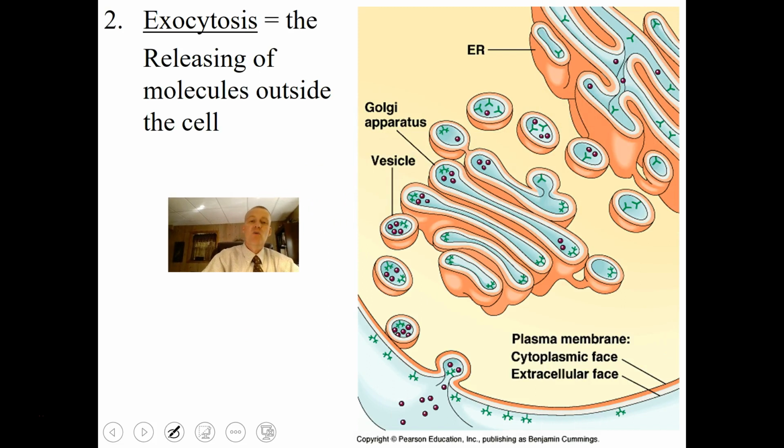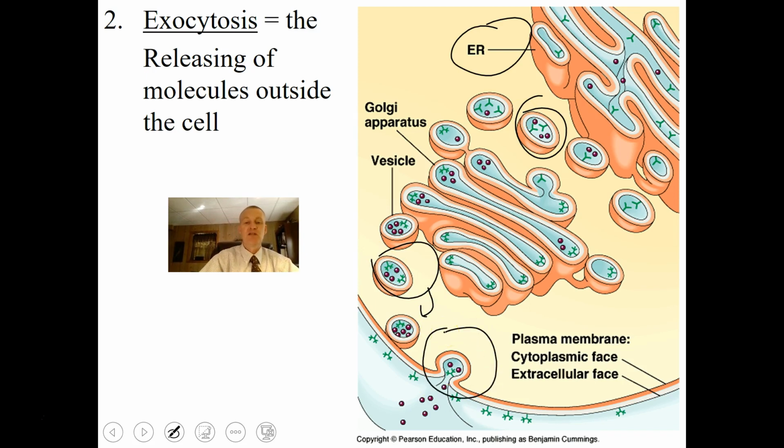A way that we get rid of materials is exocytosis. So if the endoplasmic reticulum makes something, it sends it to the Golgi apparatus, and then the Golgi apparatus sends it to the membrane, and it fuses with the membrane, thus dumping the products to the outside of the cell. And that's called exocytosis.